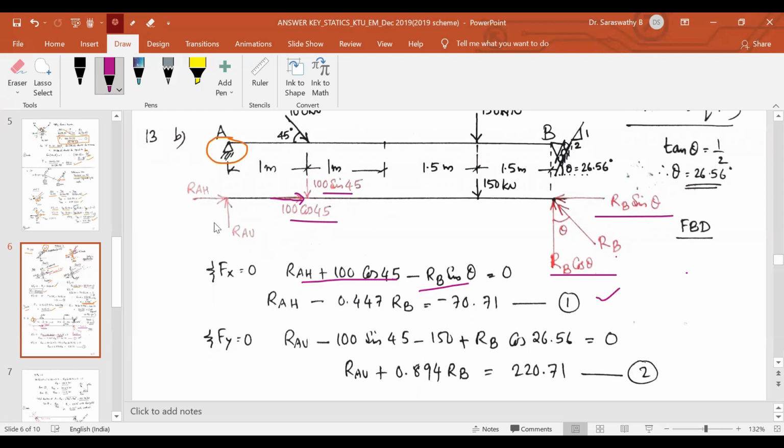Sigma Y is equal to 0. RAV acting upwards. This RB cos theta acting upwards. So RAV positive, RB cos positive. 100 sin 45 acting downwards, so minus. 150 acting downwards, so minus is equal to 0. From this we get RAV plus 0.89 RB is equal to 220.71. I have got two equations.